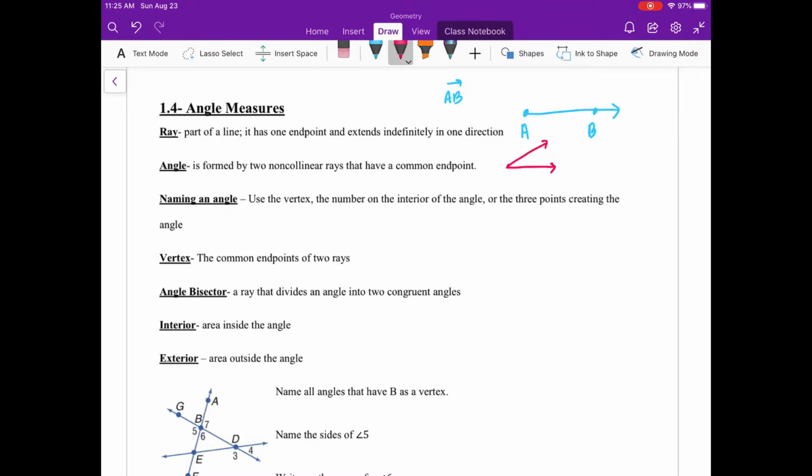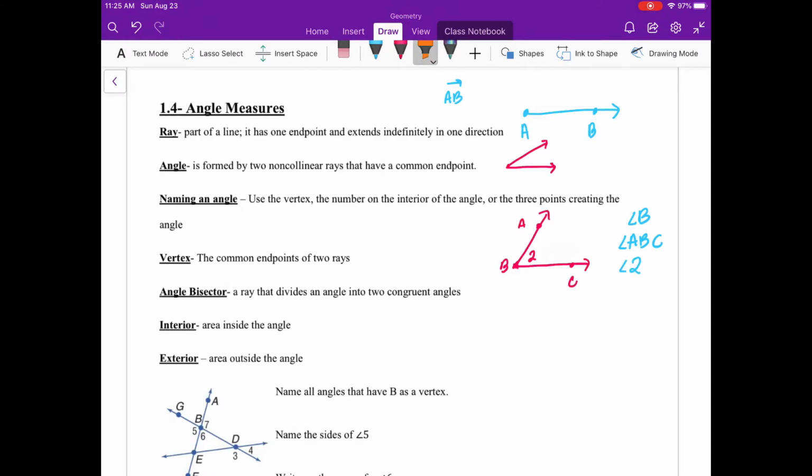Naming an angle. So there's a few different ways to name an angle. Let's say we have this angle here, and we have points A, B, C. We can say that this is angle B. We can also say this is angle ABC. Or sometimes there'll be a tiny little number inside of here. So let's say that's a 2. We can call that angle 2.